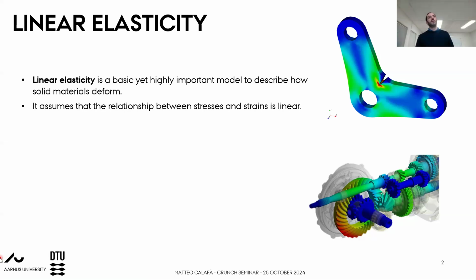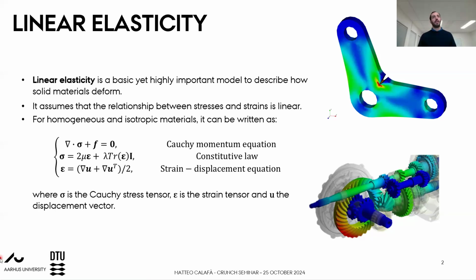And linear elasticity gets its name from the underlying assumption that the relationship between stresses and strains is linear. This relationship is typically called the constitutive law. Essentially, linear elasticity assumes that the constitutive law is linear. This assumption is relatively simple, but it's still very powerful because it is very reliable in many practical situations. This is why linear elasticity is probably the most important model in solid mechanics.